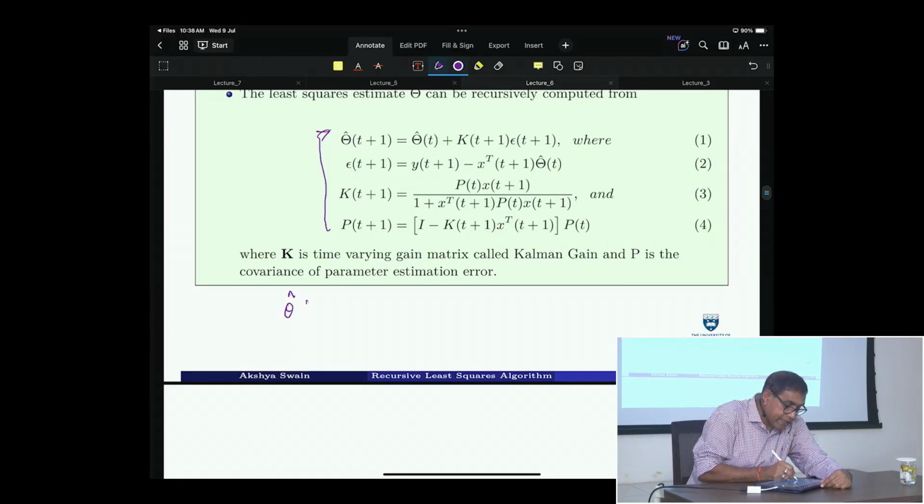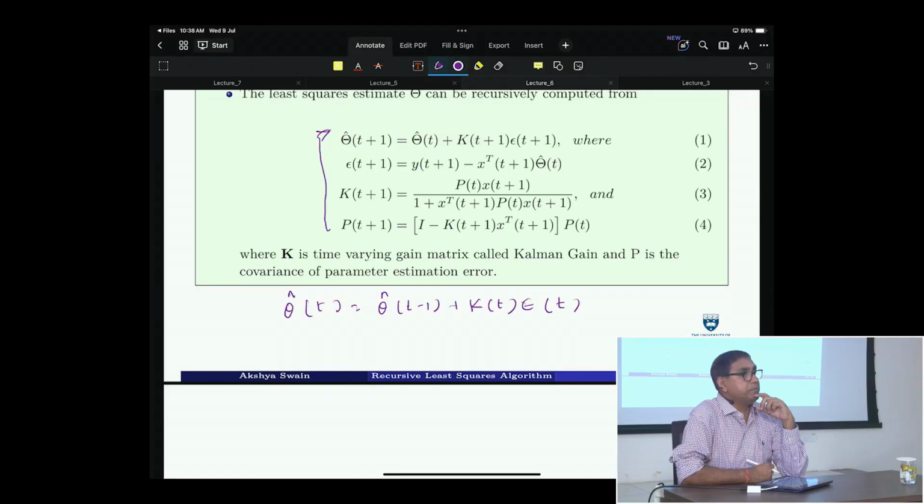I am writing theta cap t is equal to theta cap t minus 1 plus kt into epsilon t. Do you understand this first equation? Theta cap t plus 1 is equal to theta cap t plus kt plus 1 into epsilon t plus 1, right? So I am writing in a different way. Theta cap t, instead of t plus 1, I make it t. Once you make it t, then the t will become t minus 1. Theta cap t minus 1 plus kt into epsilon t, right?